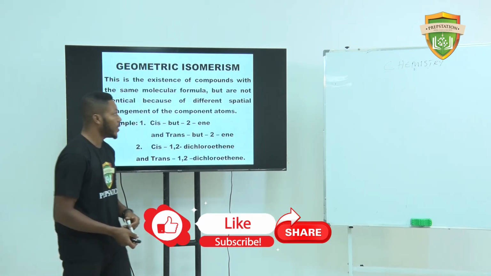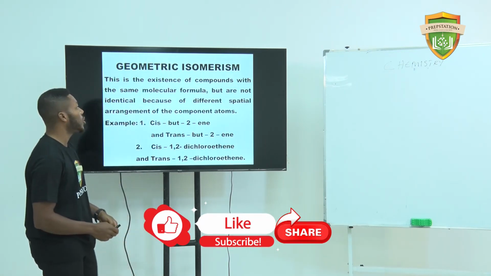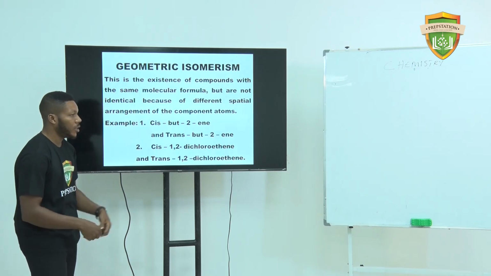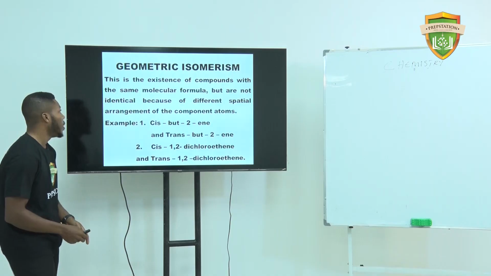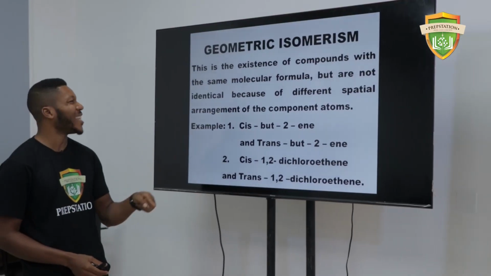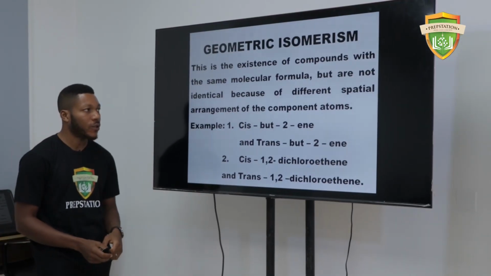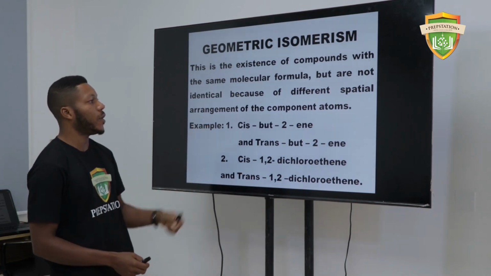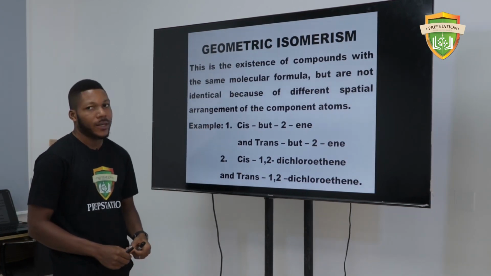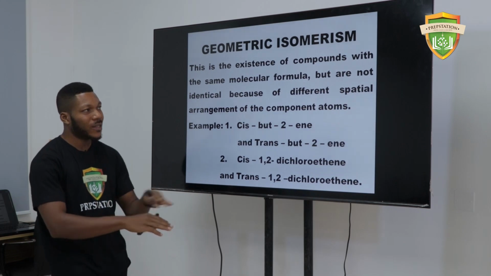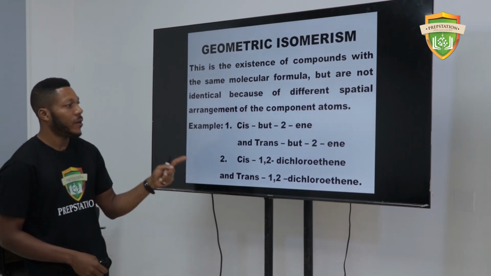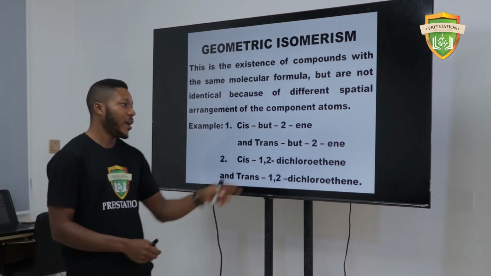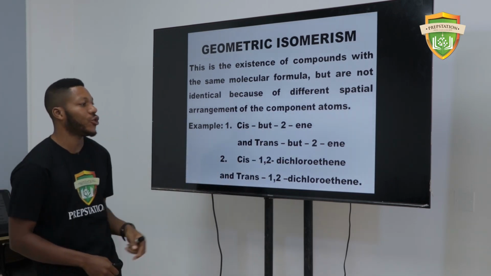Another type of isomerism we want to discuss is called geometric isomerism. Geometric isomerism is the existence of compounds with the same molecular formula but that are not identical because of different spatial arrangements of the component atoms. The same molecular formula, but based on the arrangement, they are not the same. In the case of but-2-ene, we have but-2-ene, but we have cis and trans.